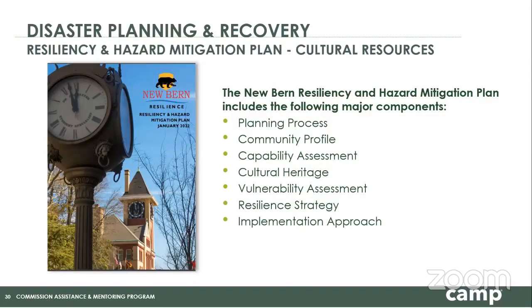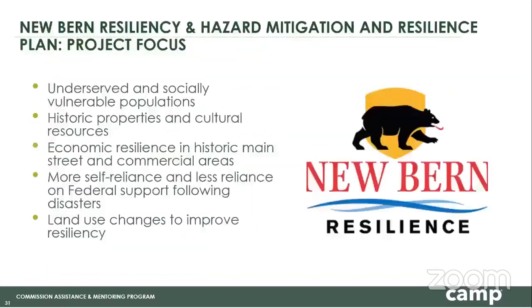So the major components of New Bern, North Carolina's plan are that they had a long drawn out planning process. They identified the community profile and what was important to them. What were they able to do? Their capability assessments, what is important to them from their cultural heritage, architecture, as well as other cultural aspects. How vulnerable are they? They are on the coast. And how are they going to strategically address resiliency? And then how are they going to implement that? And so those are the stages, from development to implementation after an event.